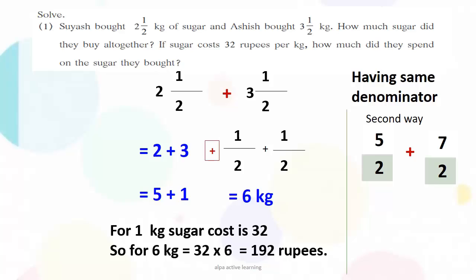You can solve this sum by converting into improper fractions, that is 5 upon 2 plus 7 upon 2. ऐसे भी आप कर सकते हो. So whichever is easy for you.